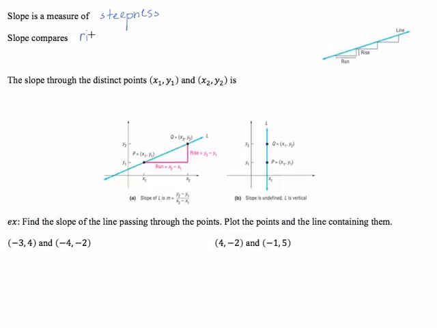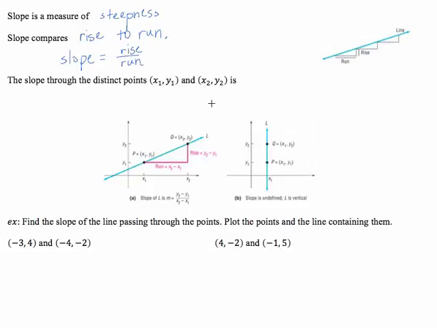So it compares the rise from one point on the line to the next, that's the distance you have to go up to get to the next point, to the run. Okay, slope is actually defined as rise over run, the ratio between any 2 points.